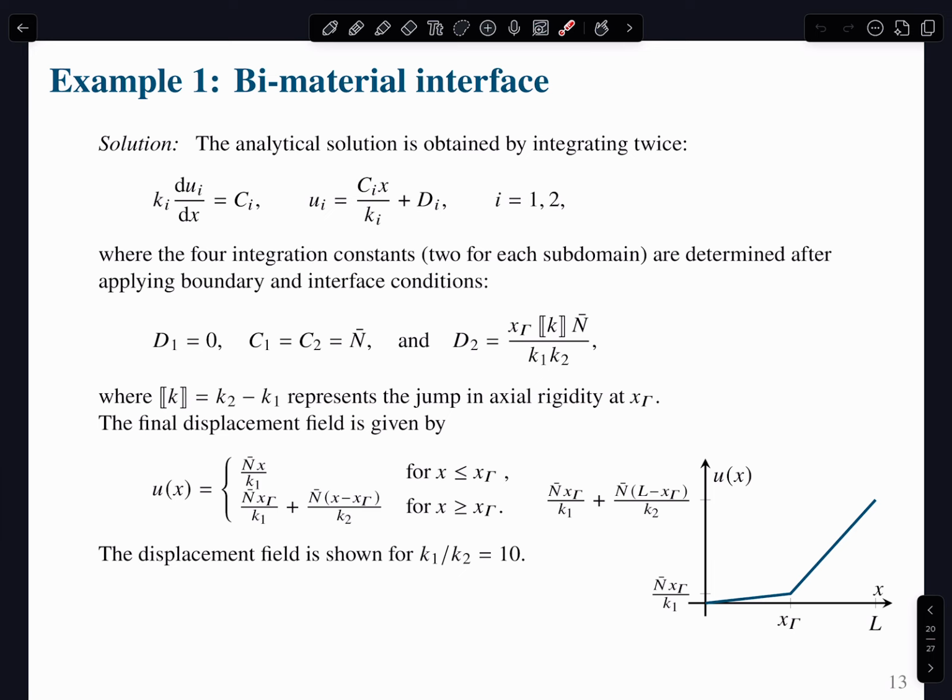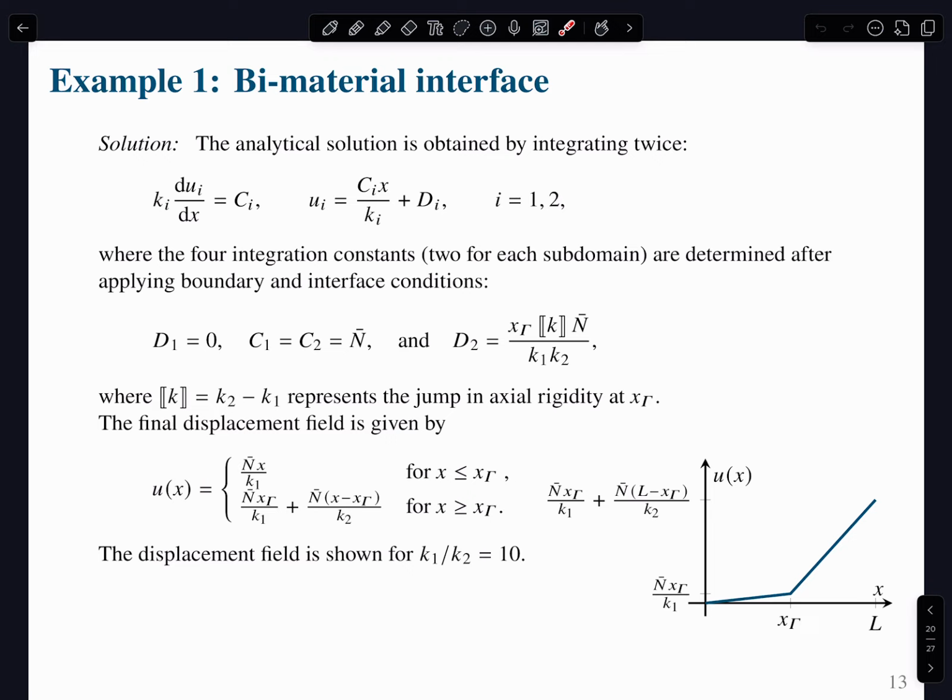A function that is discontinuous. So my function itself is discontinuous. So that function is no longer in C0 because the function itself is discontinuous. It is in C minus 1. Exactly. And that is the case where we're dealing with fracture problems. We are dealing with C minus 1 functions.